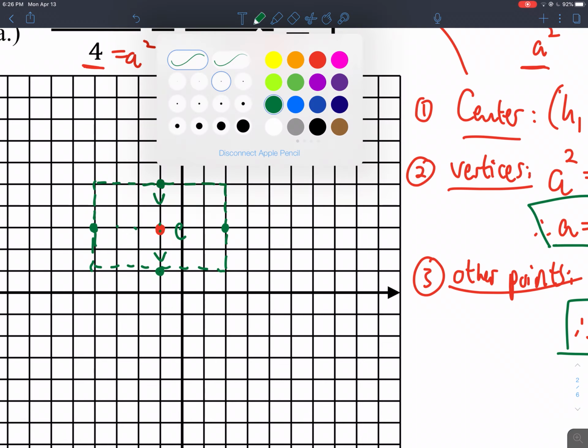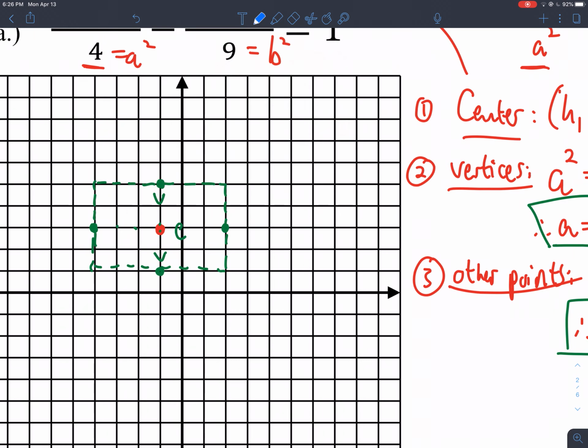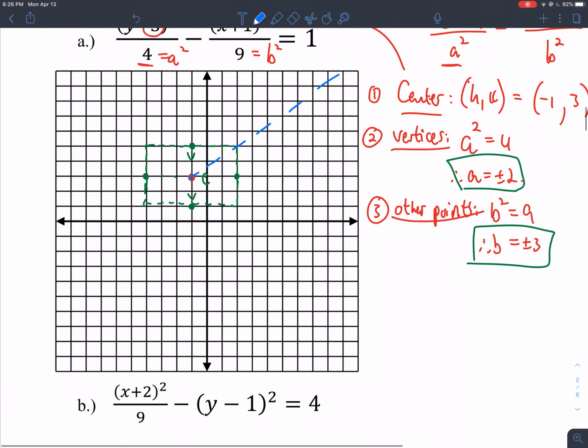Let me use another color. Maybe let's use blue. And we'll draw the asymptotes. Asymptotes go through the corners of the box. The asymptotes go through the diagonals formed by the box, something like that. And then you can draw your branches. From the vertex, you draw your branches, and your branches should be approaching the asymptote more and more closely. That's not the best, but it's good enough.